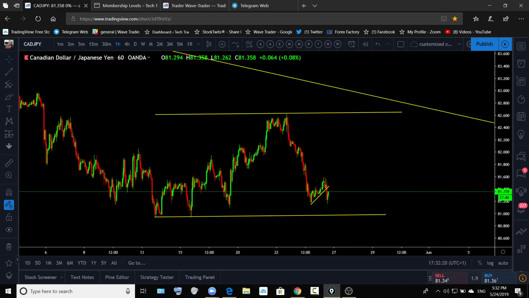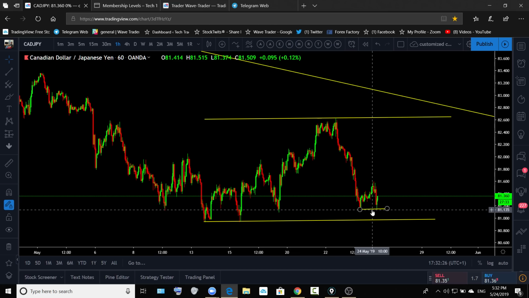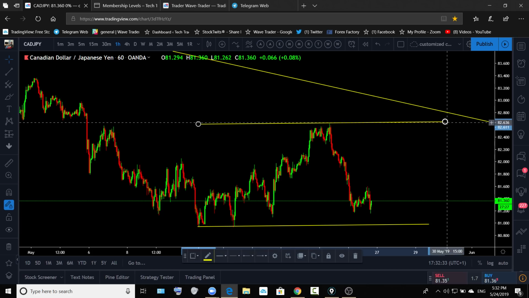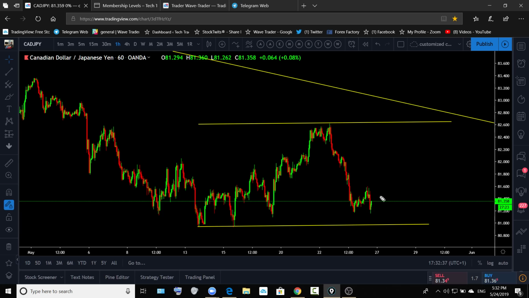How do you place your stop loss? I cannot tell you everything here, how to place stop loss and where to put it. That's not free stuff, my friend, first of all, but I can give you a clue.